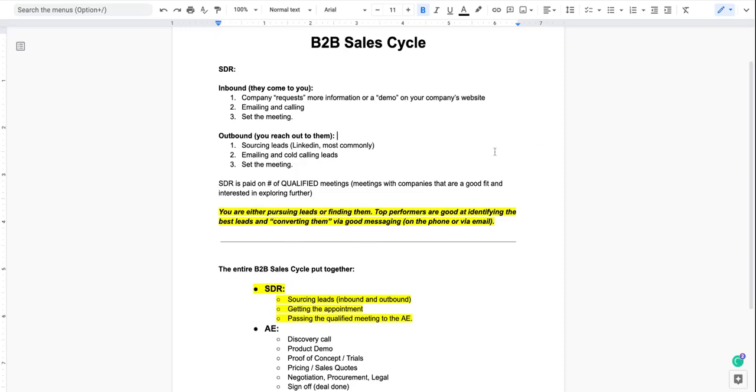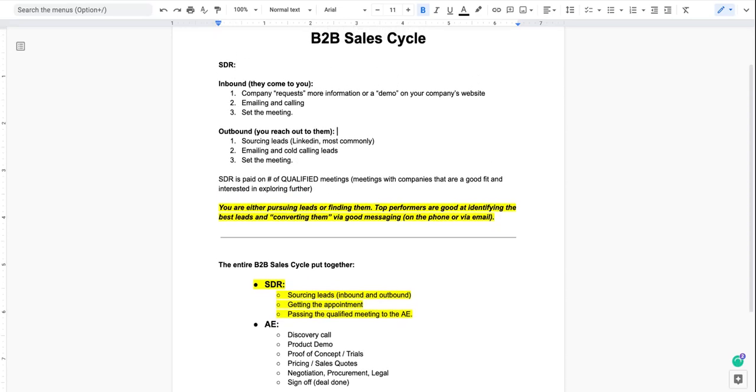So at a high level, there are basically two types of leads that you'll be running into as an SDR. There's inbound leads, and then there's outbound leads. That's it. Inbound leads are the best kind of leads that you can get. And these are the ones that come to you.